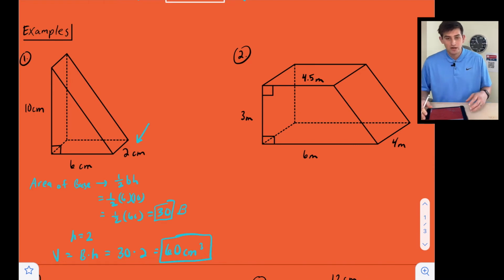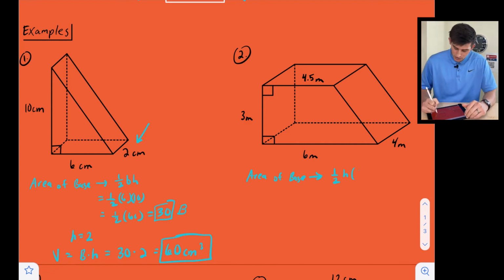All right, for number 2, we have a trapezoidal prism. So the area of the base here, we're going to be finding the area of a trapezoid. So our area of the base is a trapezoid this time. So for the area of a trapezoid, we're going to do 1/2 times the height of the trapezoid times the sum of the two, the top of the base and the bottom of the base. So we'll call this B1 plus B2, okay? All right, so now this is going to be equal to 1/2, and the height would be 3. So 1/2 times 3, and we have 4.5 plus 6.